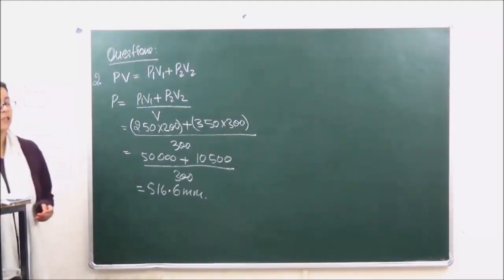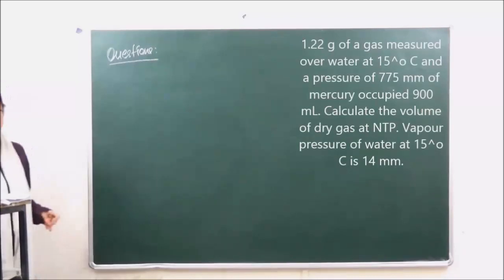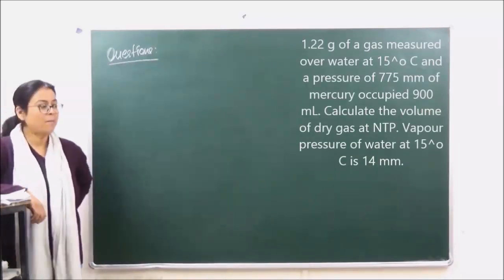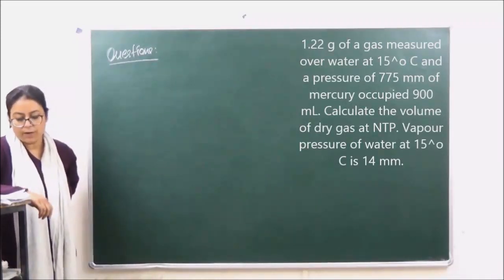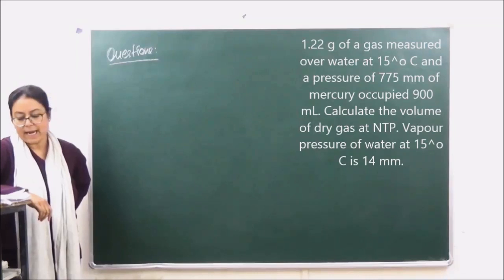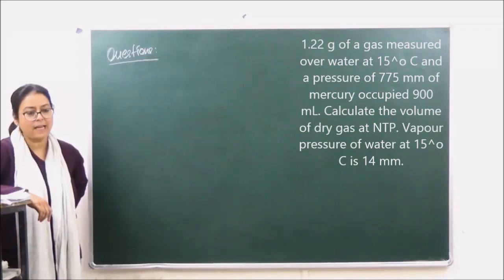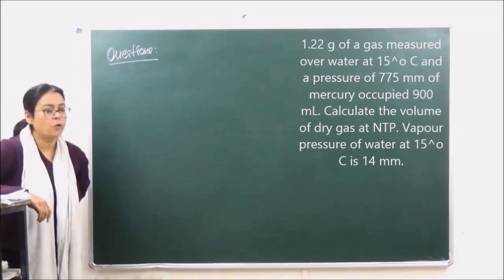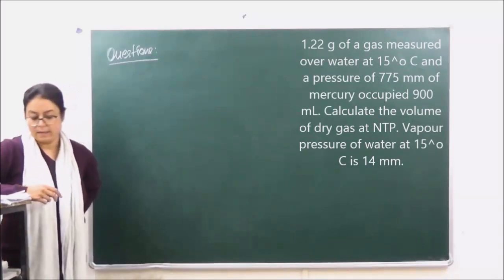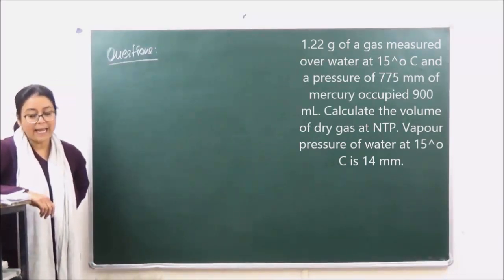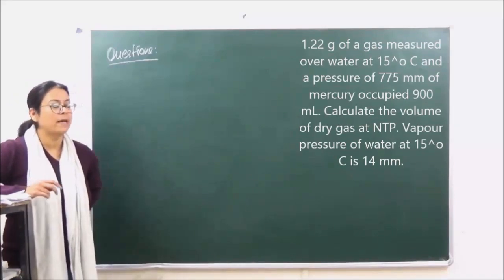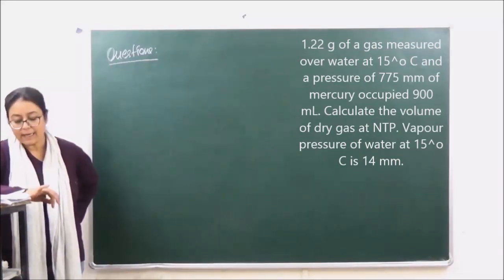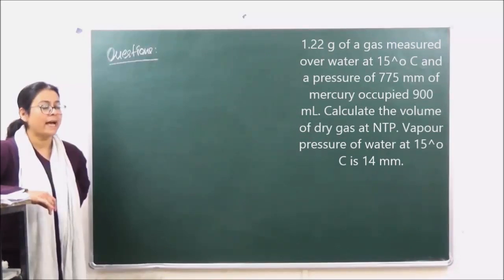Let's go on to question number 3. What is question number 3? 1.22 grams of a gas measured over water at 15 degrees centigrade and a pressure of 775 mm of mercury occupied 900 mm. Calculate the volume of the dry gas at NTP. Vapor pressure of water at 15 degrees centigrade is given to us as 14 mm. Now we know over here that in this case we are going to consider the aqueous tension.